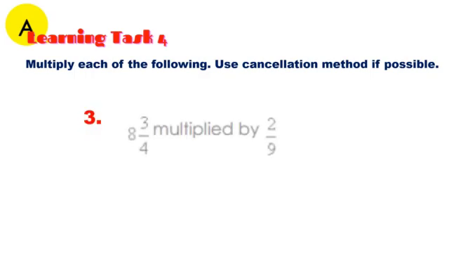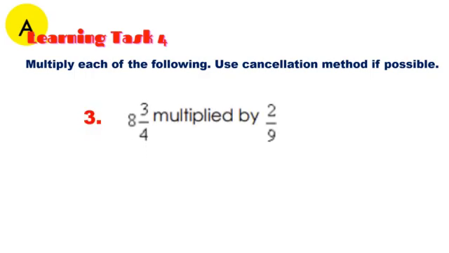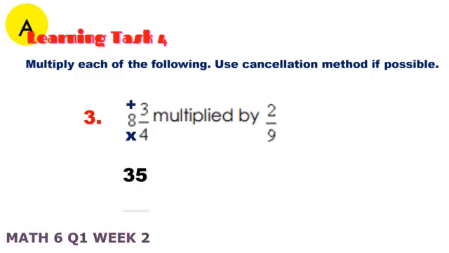Number 3. 8 and 3/4 multiplied by 2/9. First, change this mixed number to improper fraction. 4 times 8 equals 32 plus 3 equals 35. 35 over 4 times 2 over 9. Let's cancel 4 and 2. And the common factor is 2. 2 divided by 2 equals 1. 4 divided by 2 equals 2.